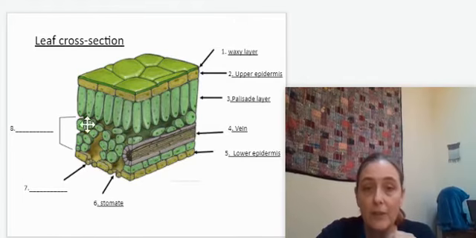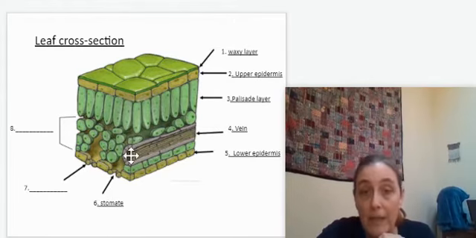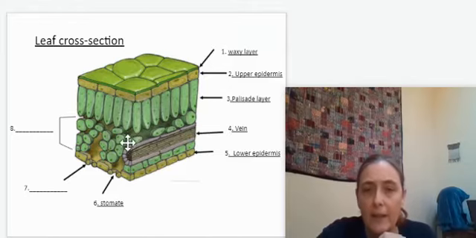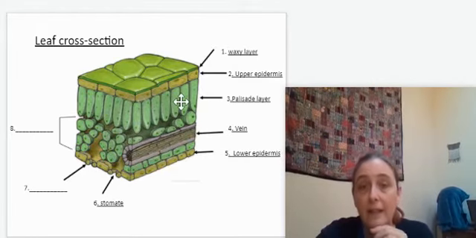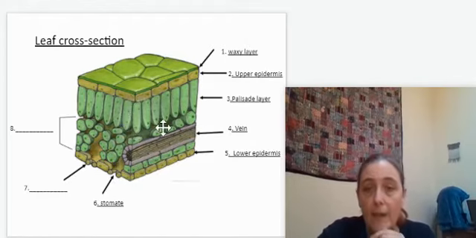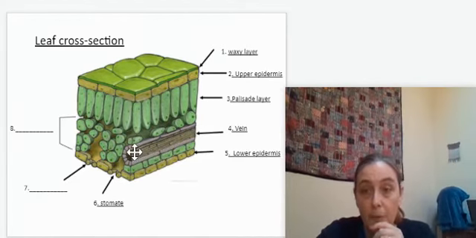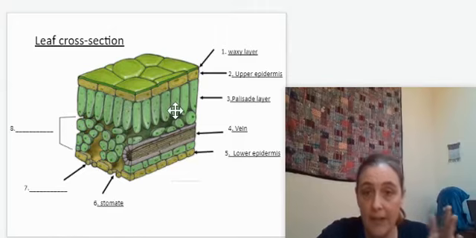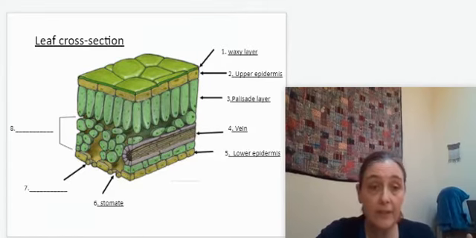It passes through this number 8 right here. We'll label that in a moment. But there's a lot of spaces in there. The carbon dioxide can pass up and gets to the palisade layer. Sunlight pours in through the top. Carbon dioxide comes in through the bottom. Water comes up from the roots through the veins. And it all comes together here. And that's where photosynthesis happens.